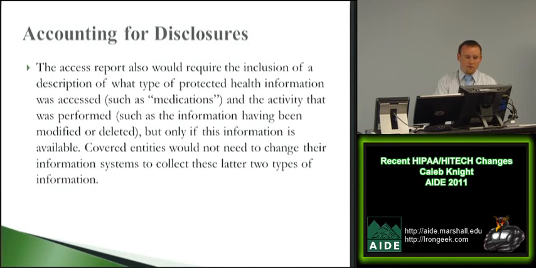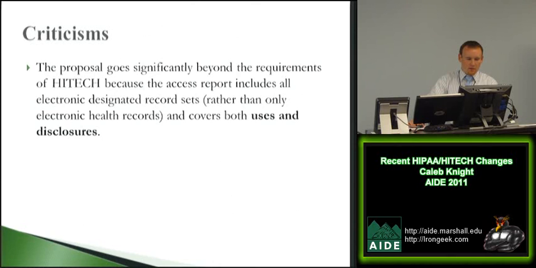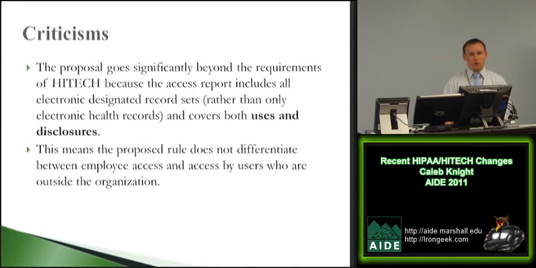Okay. So the access report under the accounting for disclosures rule requires that you include a description of the protected health information and the activity that was performed. And it marks a pretty vast departure from the old rule, because as I said, that old exception basically took care of 90% of the reasons that the protected health information would be accessed.